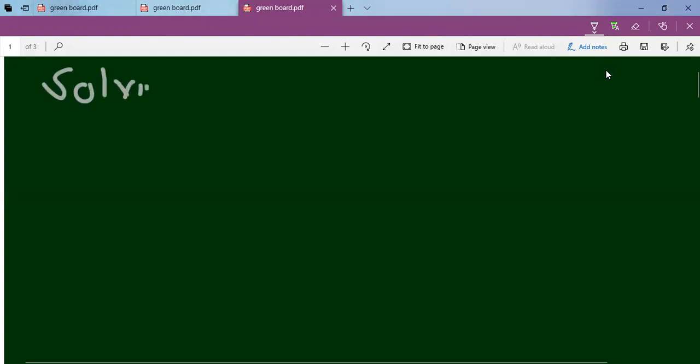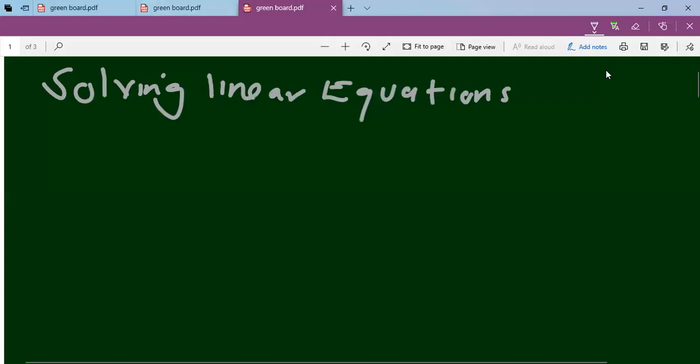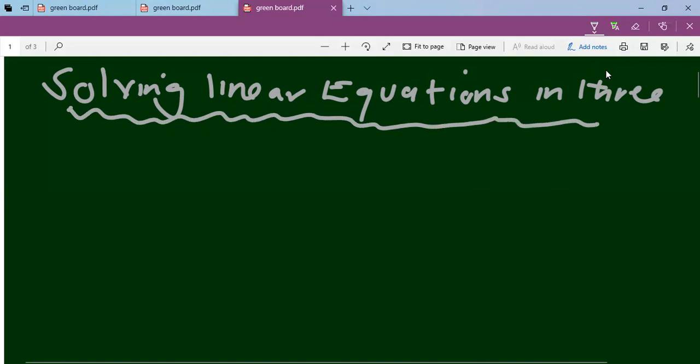Solving linear equations in 3 variables by elimination.